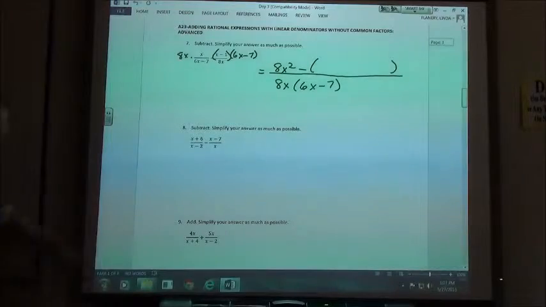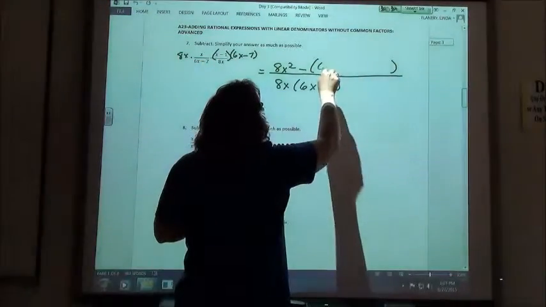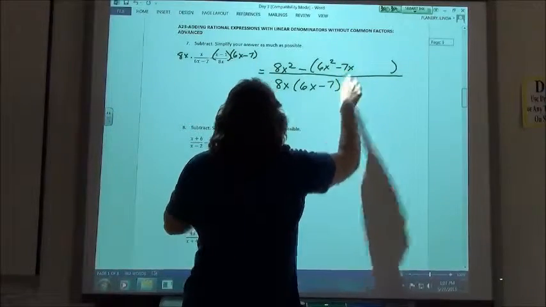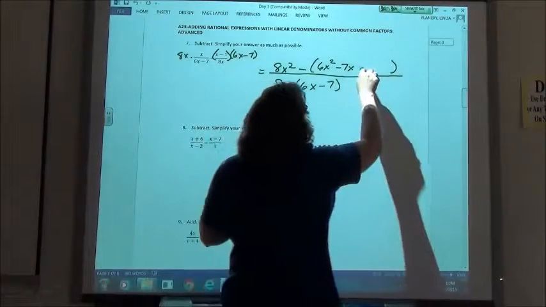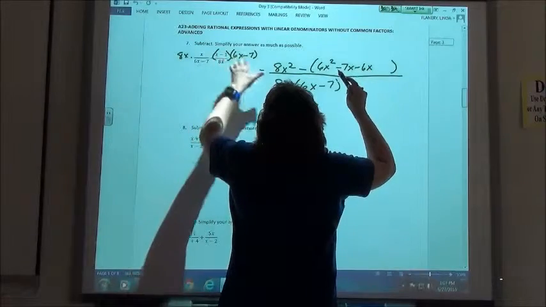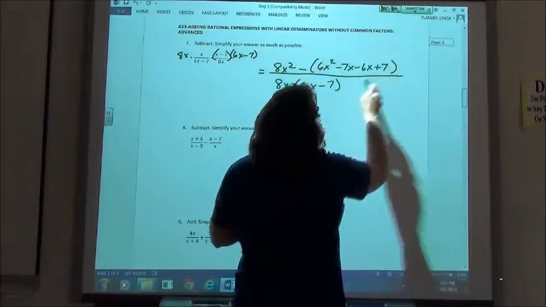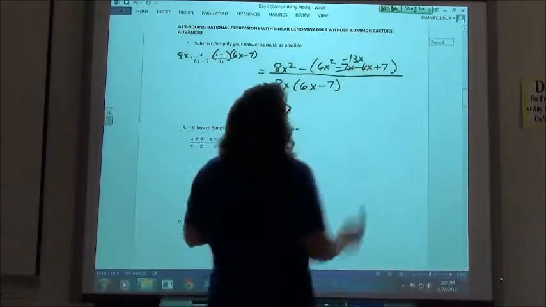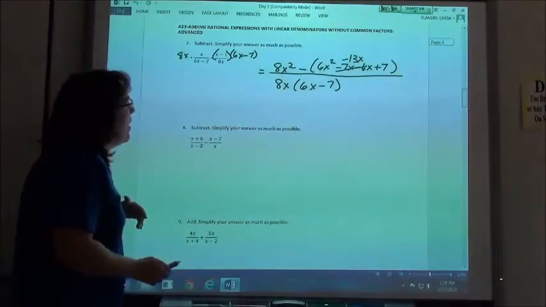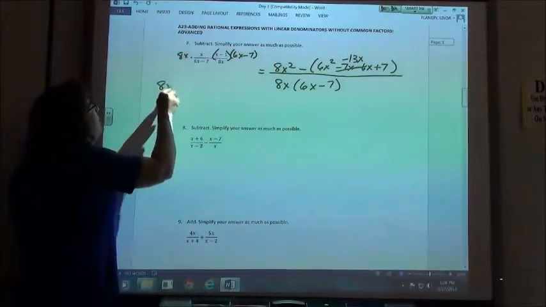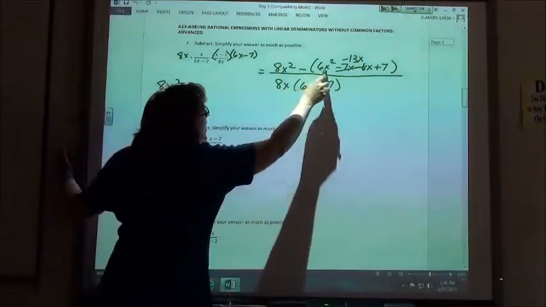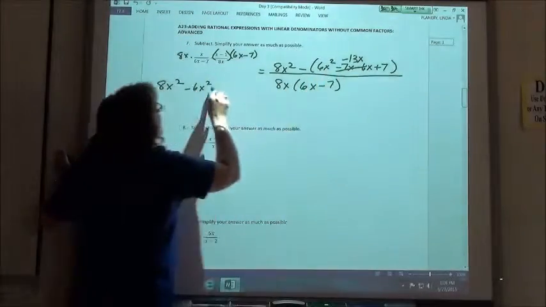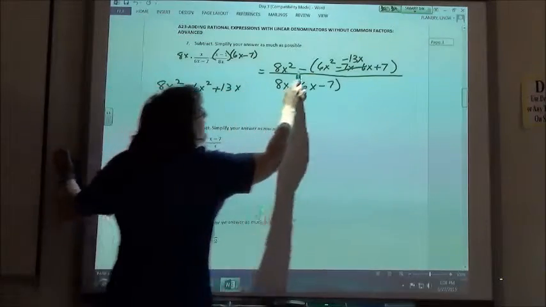But here, since I have two terms on the top and two terms that I'm going to multiply, I end up foiling. X times 6x is 6x squared. X times a minus 7 would be minus 7x. Negative 1 times 6x is a minus 6x. Negative 1 times a negative 7 is a plus 7. So the negative 7 and the negative 6 would be minus 13x in the middle. So I'm going to have 8x squared, and then I'm going to have a minus 6x squared. That's going to change to a positive 13x, and that's going to be minus 7.